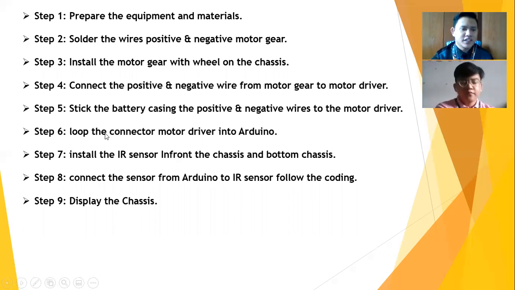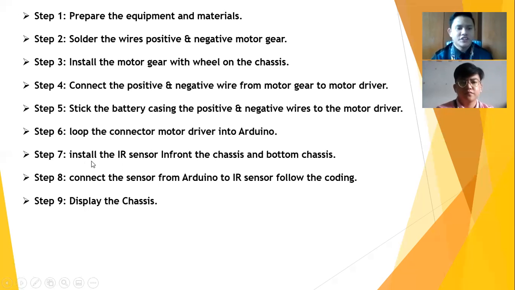And step 6, connect the motor driver to the Arduino. This means the motor driver has two types of board connector, which means it has 12 volt and 5 volt. So from the battery or power supply, connect to 12 volt. Then from 5 volt of the motor driver into the Arduino Uno.